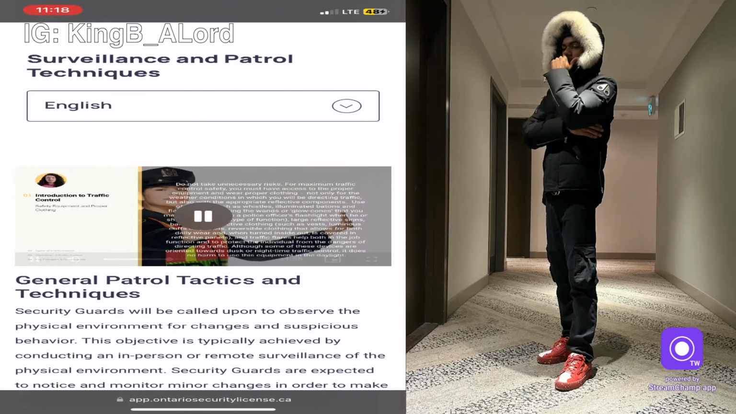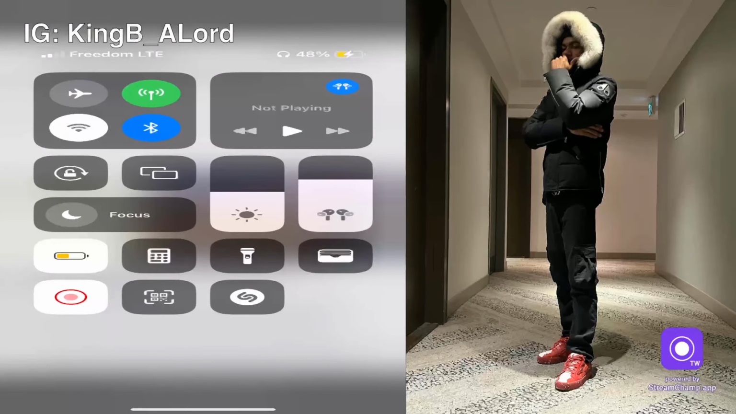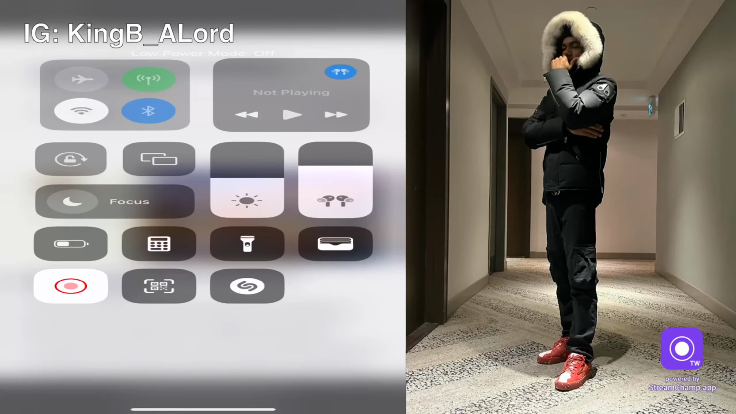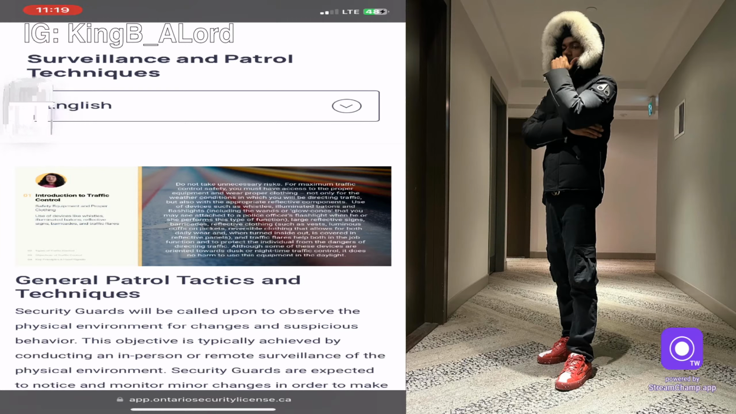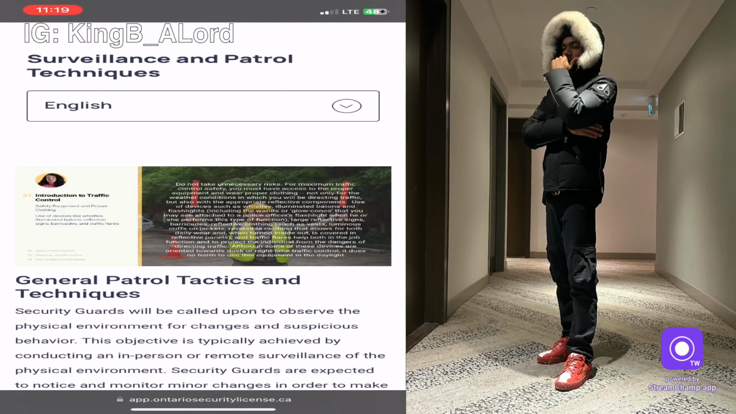Importance of risks. For maximum traffic control safety, you must have use of devices such as whistles, illuminated batons and flashlights, including the wands or glow cones that you may see attached to a police officer's flashlight when he or she performs this type of function, large reflective signs, barricades, reflective clothing, such as vests, luminous cuffs on jackets, reversible clothing that allows for both daily wear and, when turned inside out, is covered in reflective panels, and traffic flares help both in the job function and to protect the individual from the dangers of directing traffic.